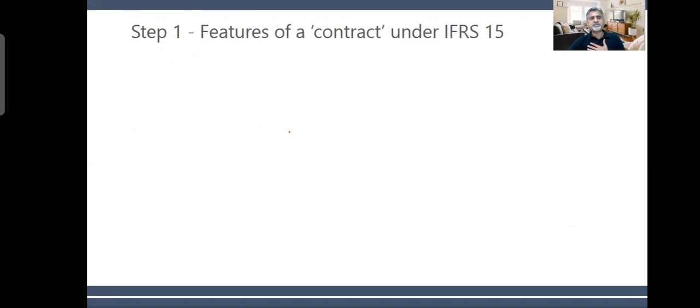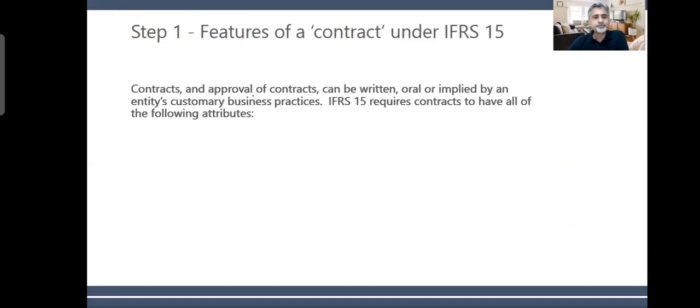So next step is explaining these ones. Step 1, features of a contract under IFRS 15. Contracts and approval of contracts can be written, oral, or implied. It could be written, could be oral, could be implied, assumed by an entity's customary business practices.